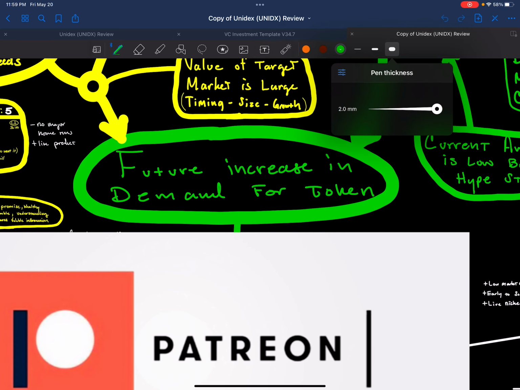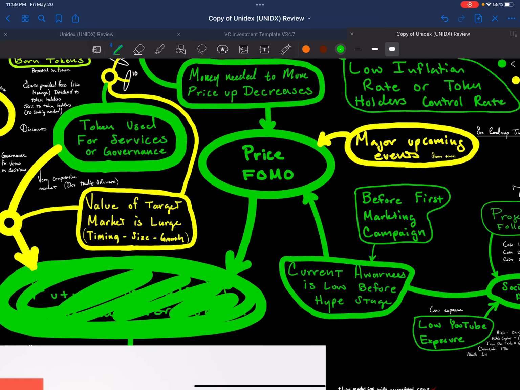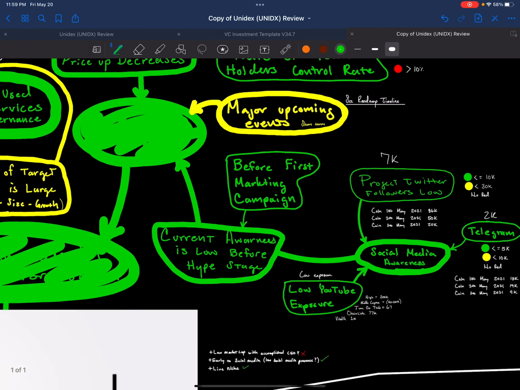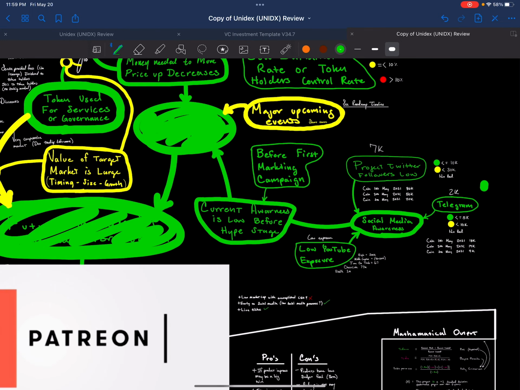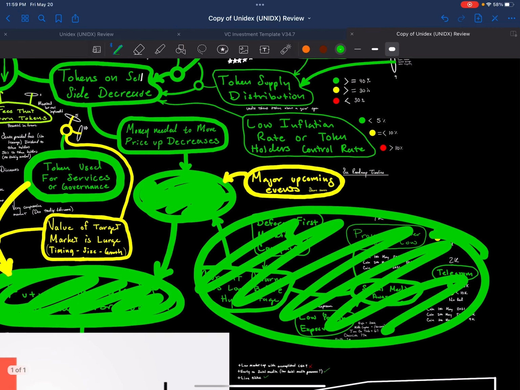So I think that there will be a future increase in demand for the token. I think that there is a good chance that there's price fear of missing out. You would be early with the social media component of this, which is good. You want to be early on social media.